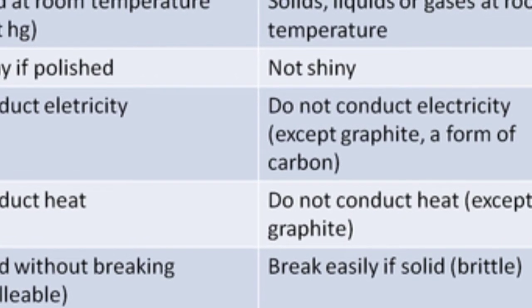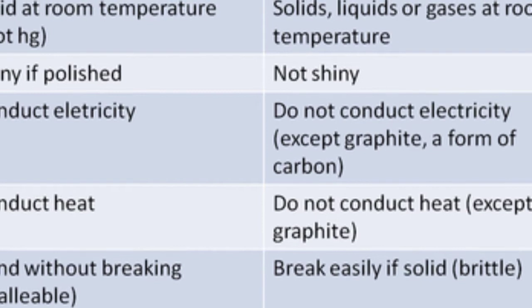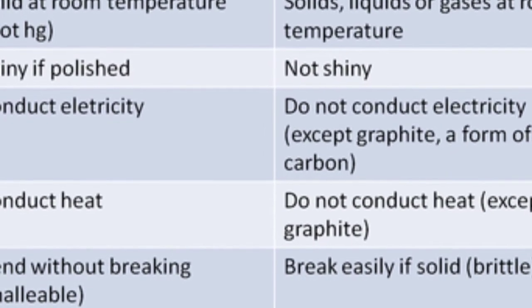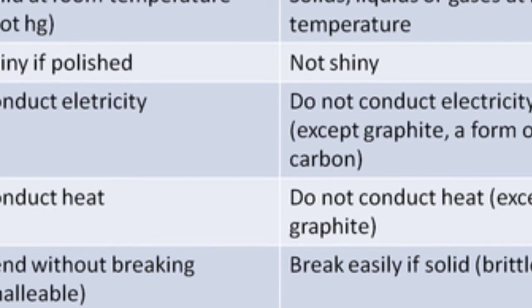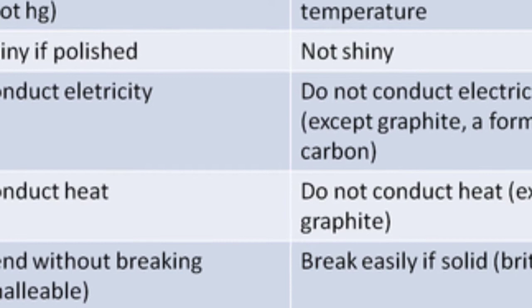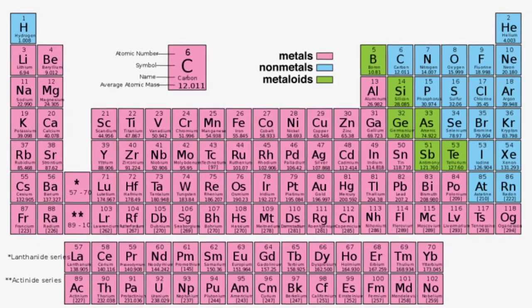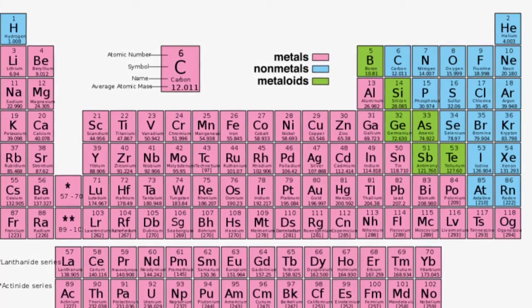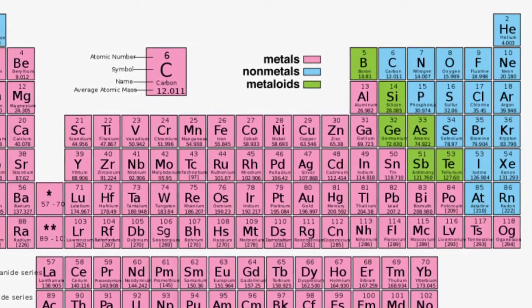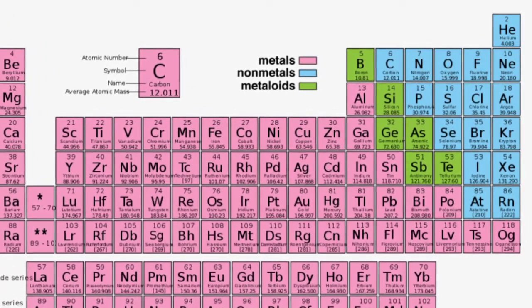nonmetals exist as solid, liquid, or gases at room temperature. Nonmetals are not shiny. Nonmetals are bad conductors of electricity as well as heat, and if in a solid state, they are easy to break because they are brittle. Examples of metals are gold, silver, copper, iron, sodium, potassium, etc. Nonmetals are iodine, carbon, oxygen, bromine, chlorine, etc.